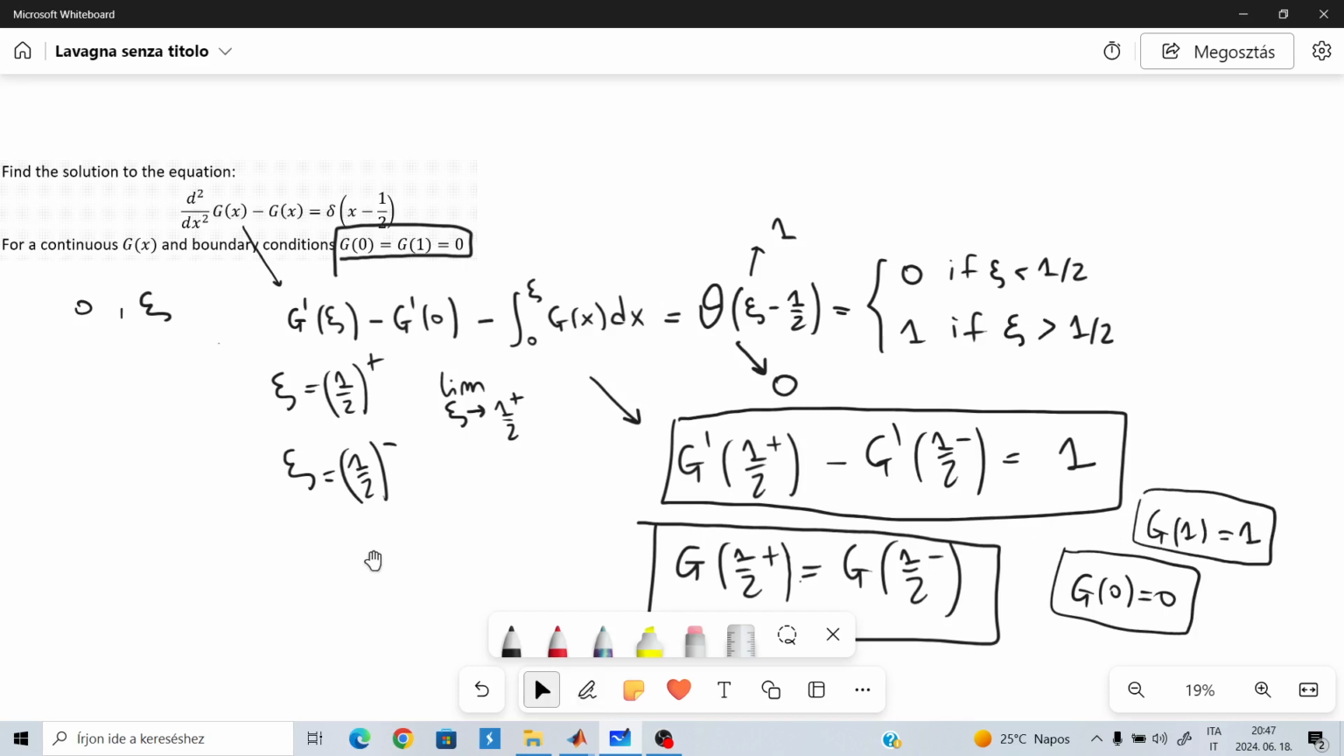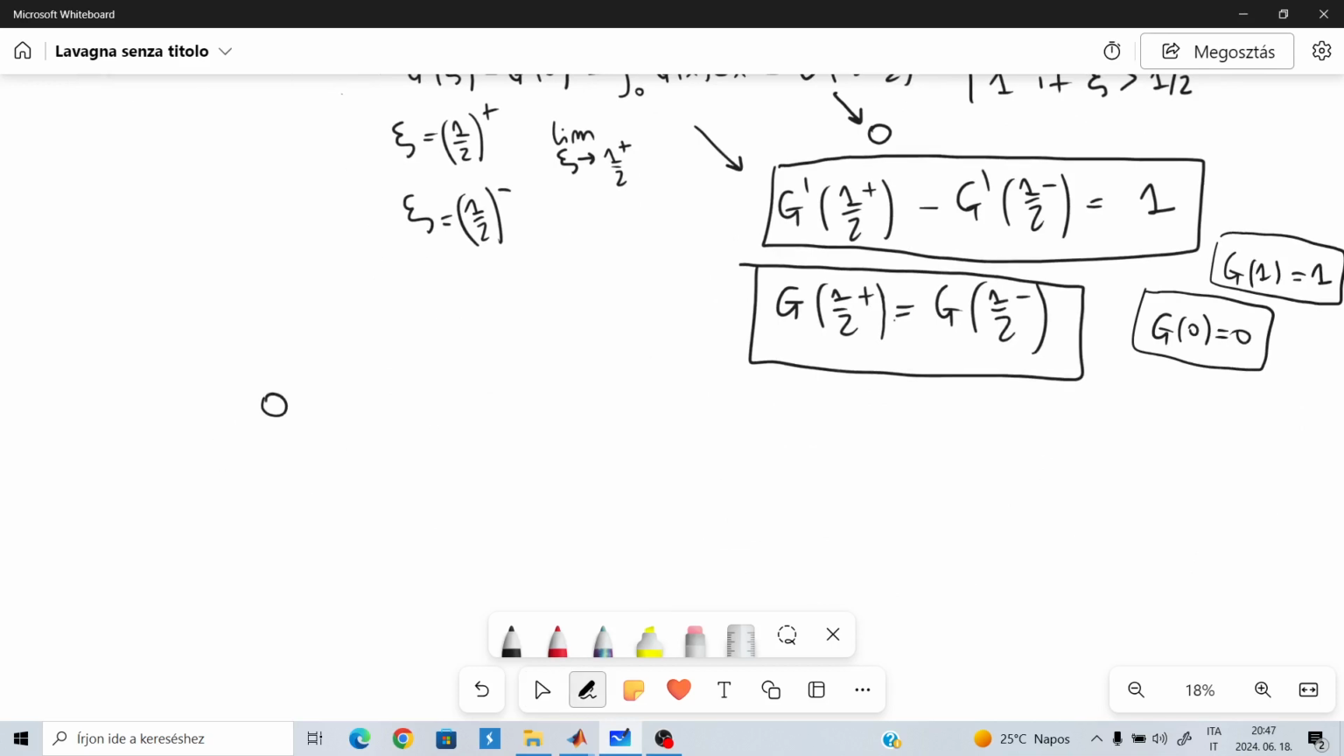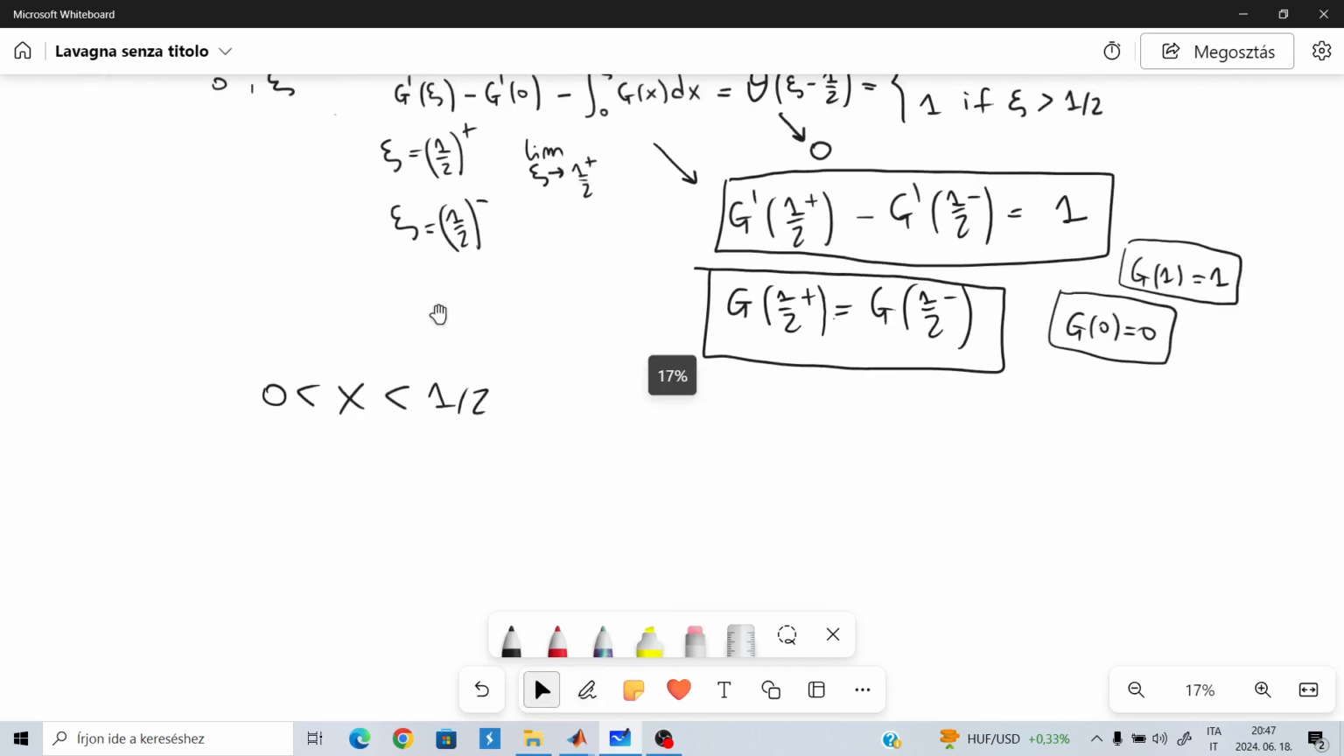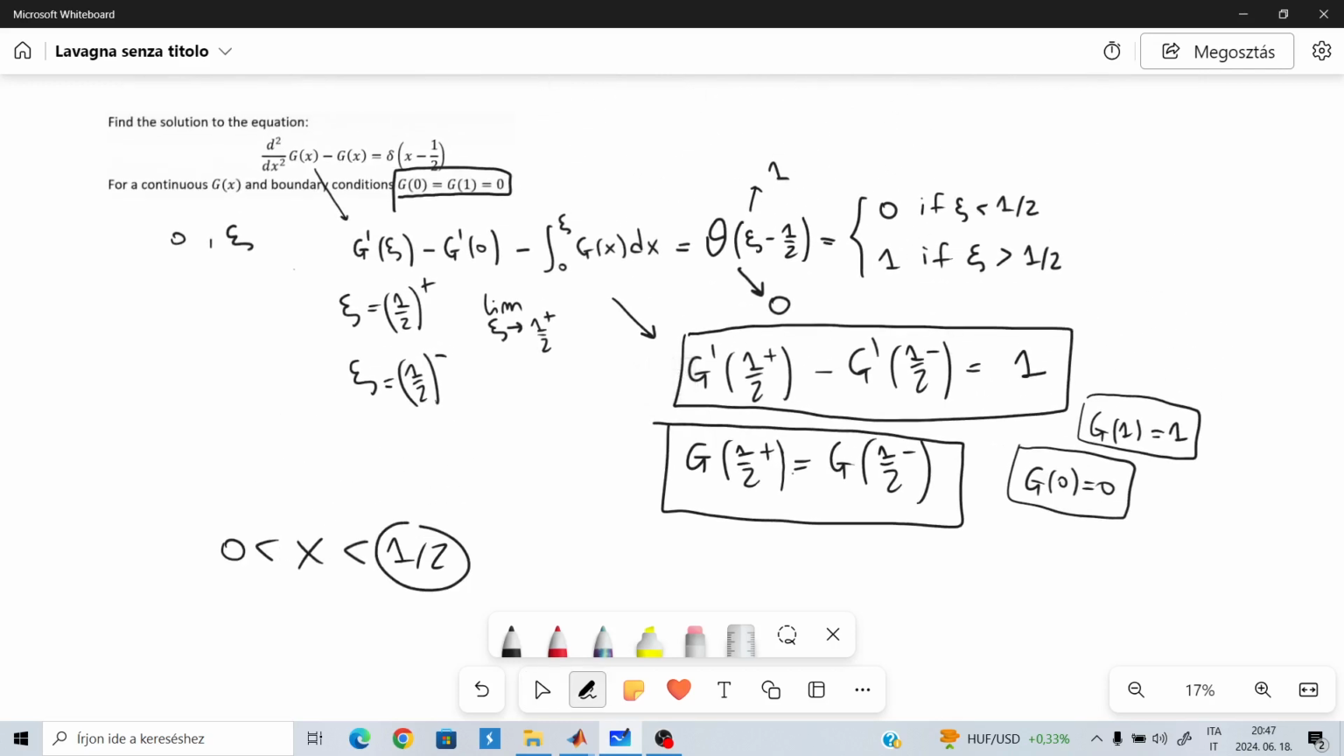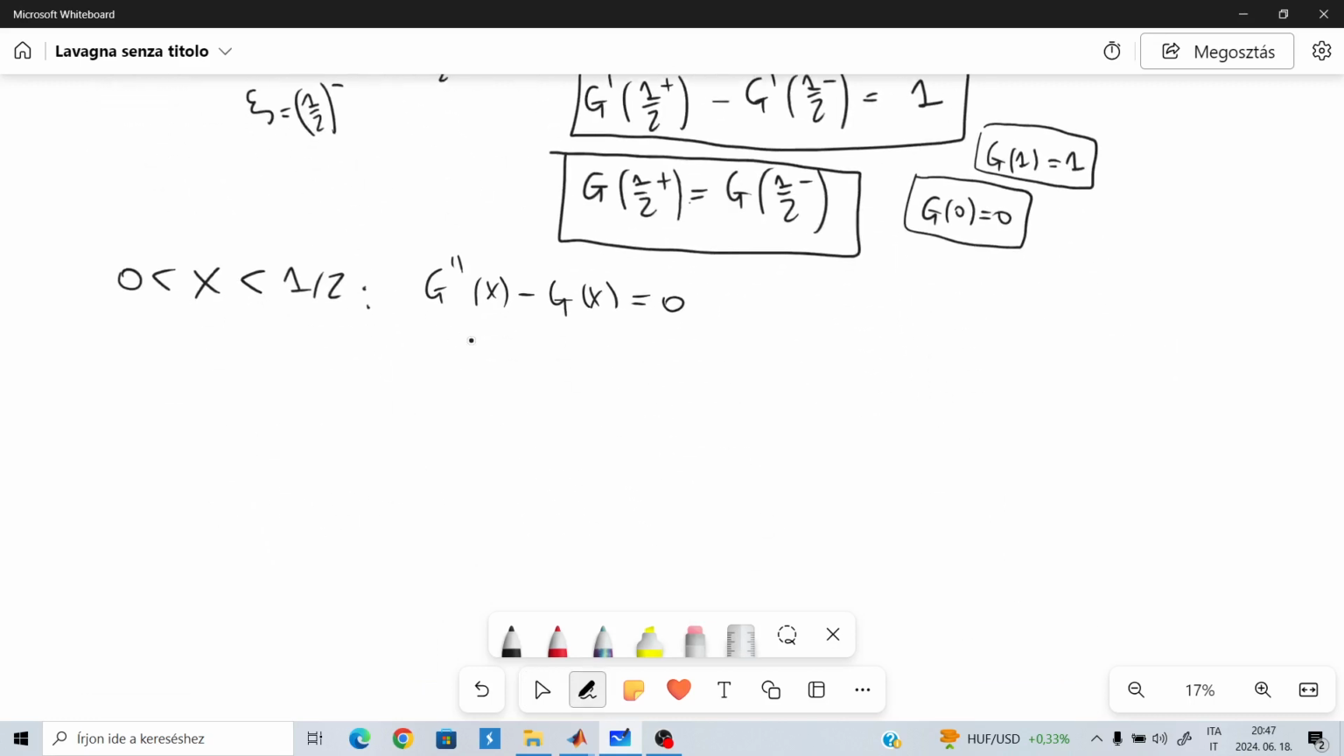Now we can consider two intervals. The interval from 0 to, let's use x in this case, x between 0 and 1/2. In this case, the differential equation, since we are not considering 1/2, we are excluding that, is simply g double prime of x minus g of x equal to 0. So I'm using the double prime instead of this second derivative symbol. This is a simple ordinary differential equation which gives us something of the following form. G of x can be written in the following fashion. A e to the x plus b e to the minus x.